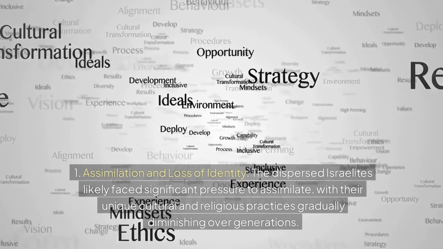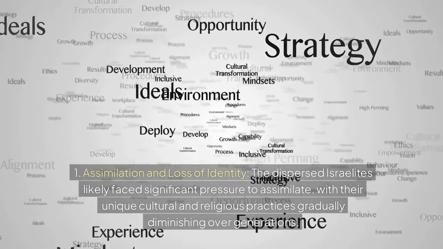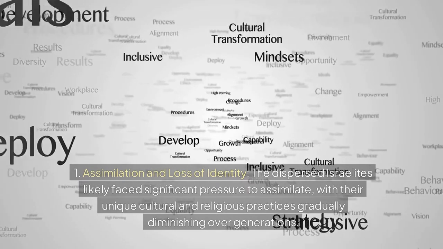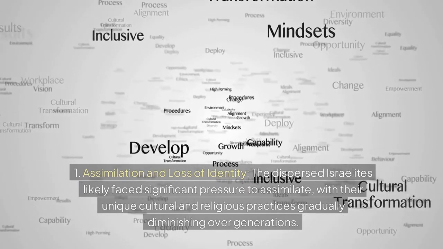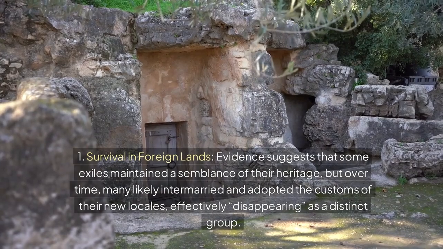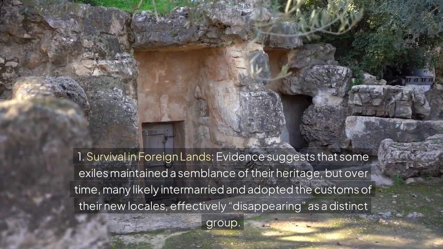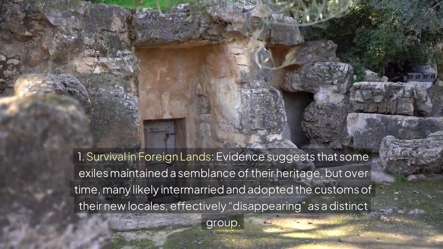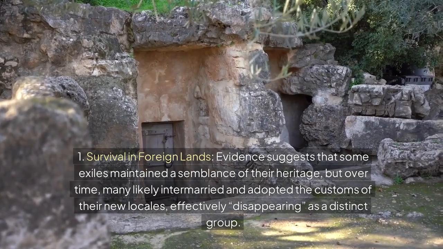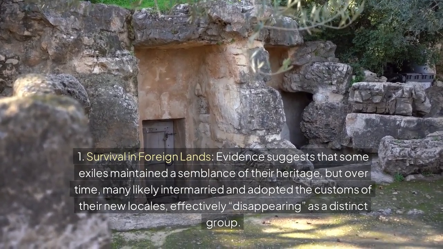1. Assimilation and loss of identity. The dispersed Israelites likely faced significant pressure to assimilate, with their unique cultural and religious practices gradually diminishing over generations. 1. Survival in foreign lands. Evidence suggests that some exiles maintained a semblance of their heritage, but over time, many likely intermarried and adopted the customs of their new locales, effectively disappearing as a distinct group.